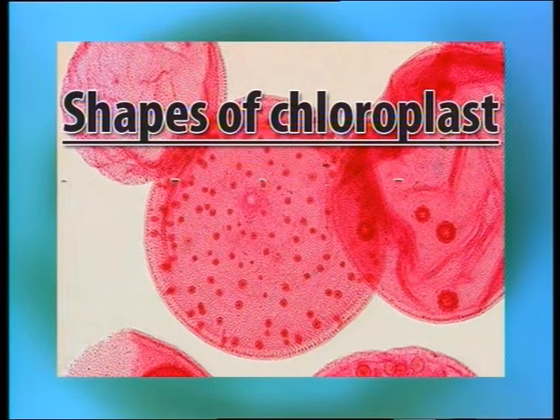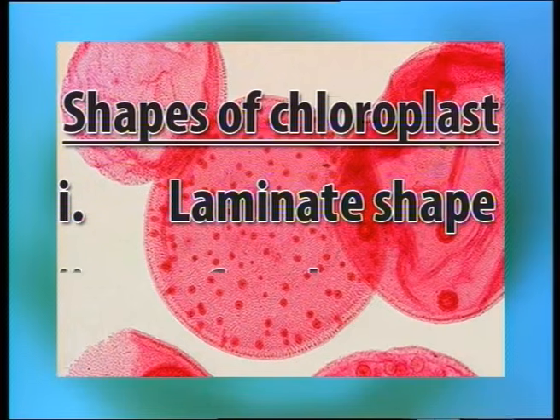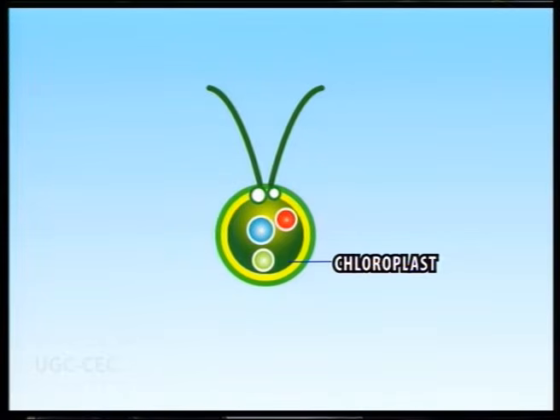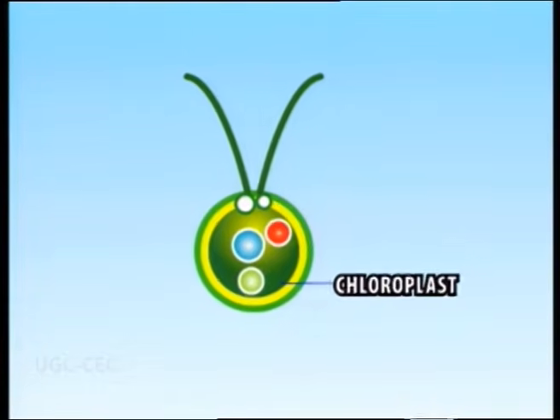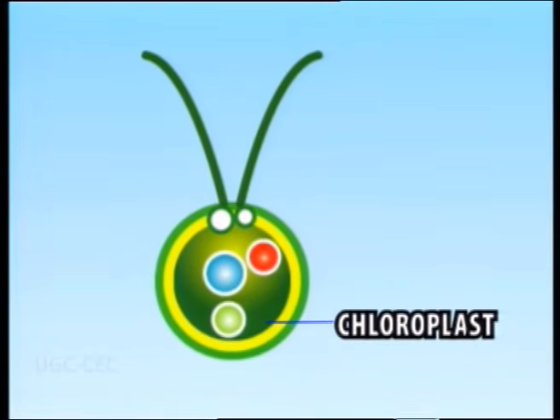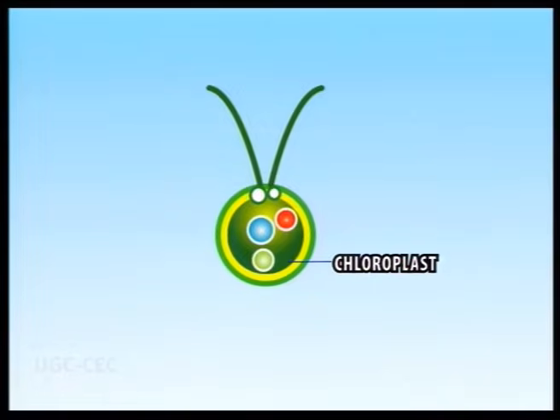One is referred to as a laminate shape, or sometimes it is also seen in a cup-shaped form. But irrespective of its shape, its role is identical. That is, it has to facilitate the synthesis of carbohydrates as and when this Volvox cell is getting exposed to sunlight.